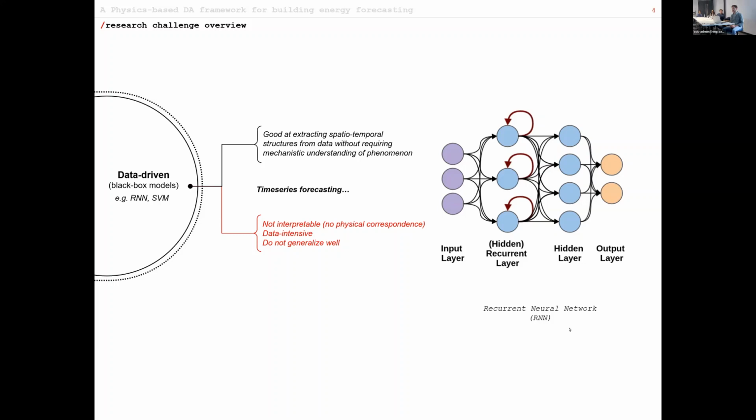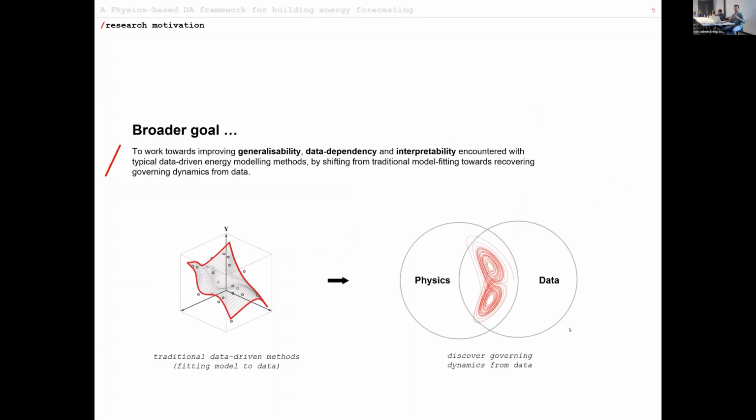They can be quite data intensive, and for them to work well and generalize well, you do not necessarily need a lot of data, but you need representativeness in the data. Lastly, they also have trouble generalizing for out of sample scenarios. So the broader goal of this work is to improve the generalizability, the ability to generalize for out of sample scenarios, to improve data dependency and even the interpretability of such models by shifting from the typical approach of fitting models to data towards incorporating physics in the machine learning strategy, combining physics and data. And the result would be models that generalize better.